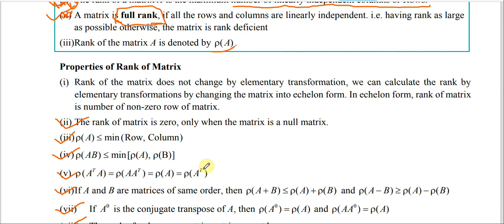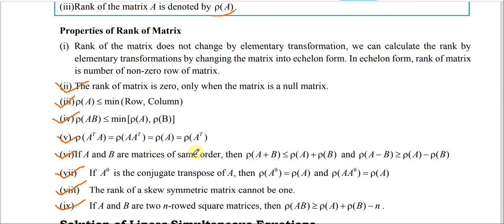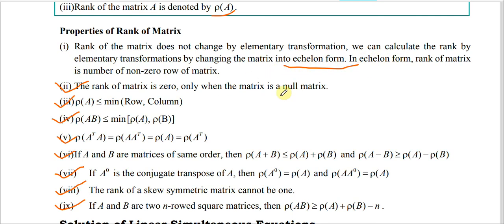Now some properties are there, that are important. The rank of the matrix does not change by elementary transformations. So we used to find it by using echelon form. Echelon form is simply, we will solve in a problem, then we will see. If a matrix is there, then from there we make entries zero, likewise. The rank of a matrix is 0 only if it is a null matrix.